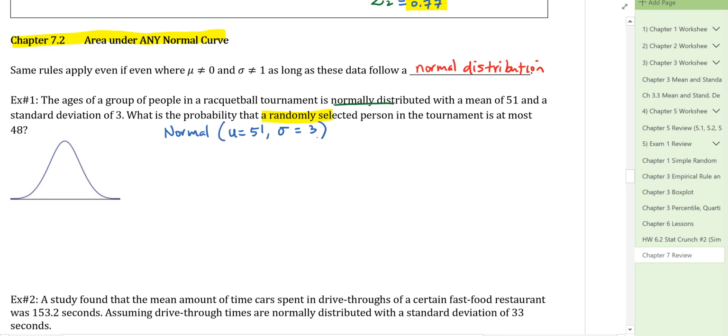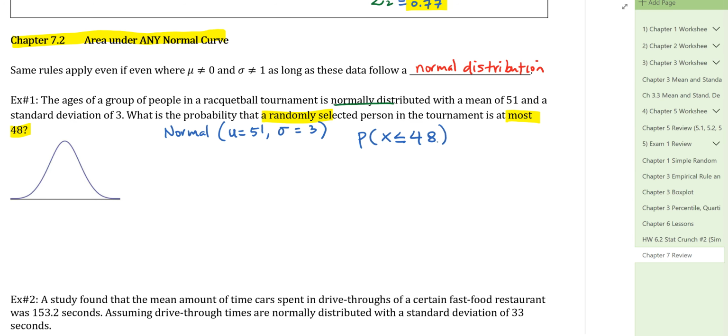The question asks me to find the probability that a randomly selected person's tournament score is at most 48. At most 48 means no more than 48. If I use X to represent tournament scores, then X has to be less than or equal to 48. So I want to find the probability that X is less than or equal to 48. At most 48 is the keyword here.